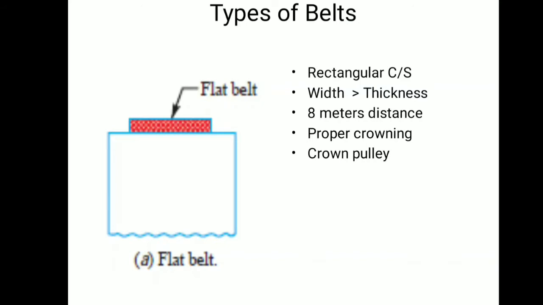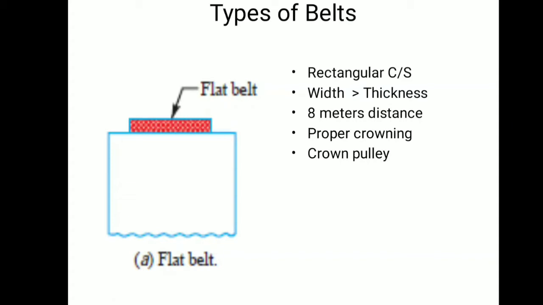Now we'll move toward the various types of belt on which we are going to design the pulley. First type, type of belt. Now you can see in a type of belt, this is the rectangular or flat belt. Of course it has a rectangular cross section, first thing. Second, in the case of the flat belt, the width of this belt is always more than the thickness as per the requirement, and such flat belt drives are used for up to 8 meter distance between two pulleys, that is the CD, we can say center distance.